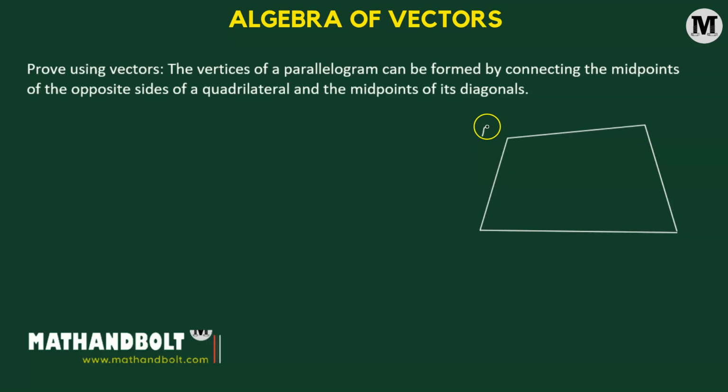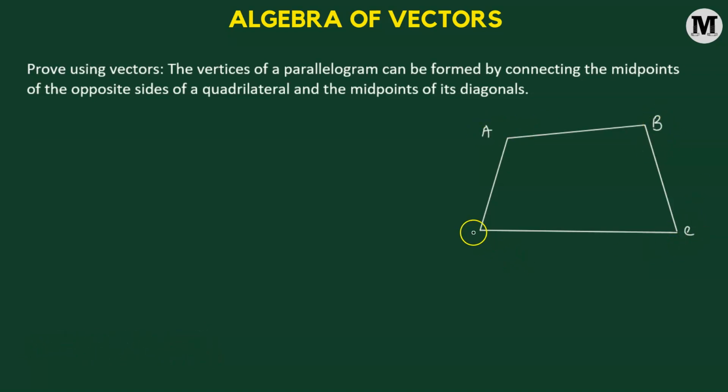So let's consider a quadrilateral with vertices A, B, C, and D. Now, we consider the side AB, and let's say E corresponds to the midpoint of AB. Then we consider the side opposite to that of AB, so that's DC. So here we'll be considering another midpoint. So let's say F is the midpoint of the side DC.